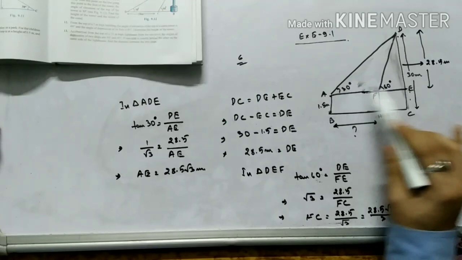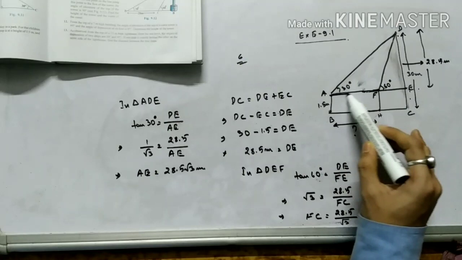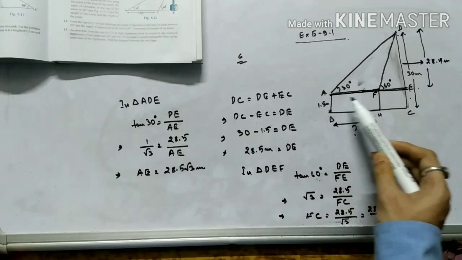28.5 root 3 meter I got. So therefore I got the value of AE: AE is 28.5 root 3. Now you see FC.